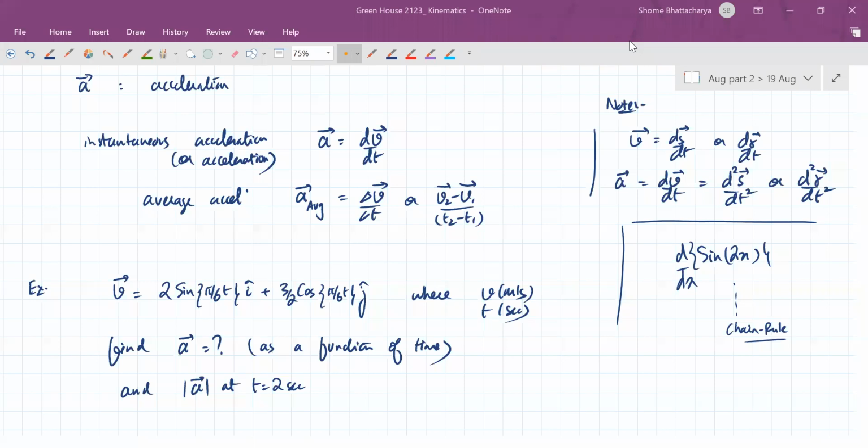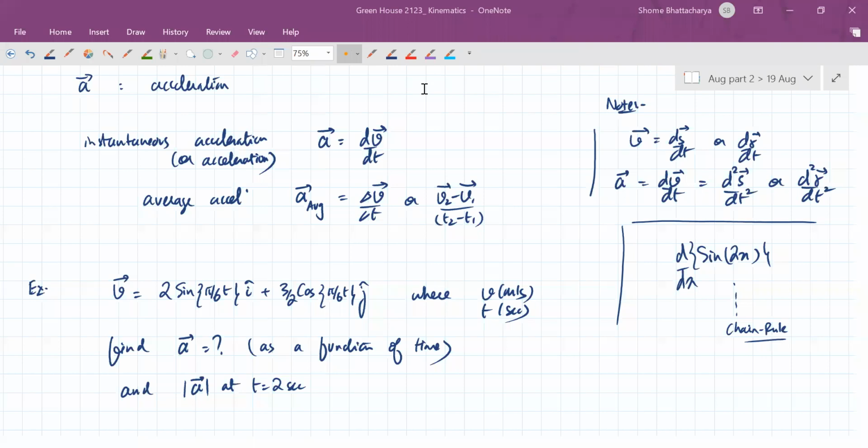Yes, sir, in this condition, pi by 6 is not an angle, right? And we don't have to take pi by 6 as an angle. It is actually, if you think of it, its dimension will be in radians per second because t is in seconds, right? So pi by 6 into t has to be an angle. Okay, pi by 6 into t is an angle. So pi by 6 has the unit of radians per second.